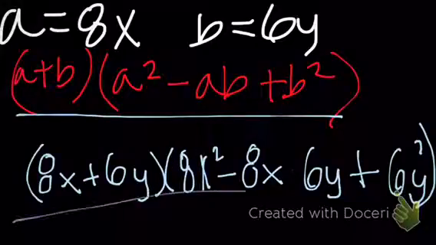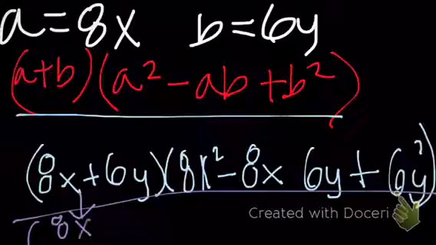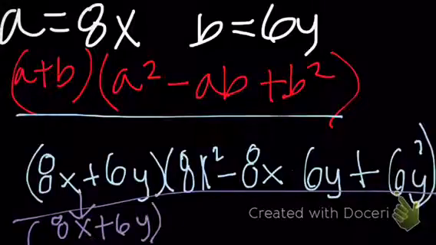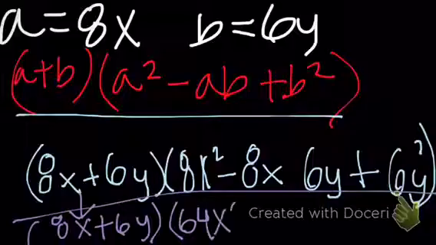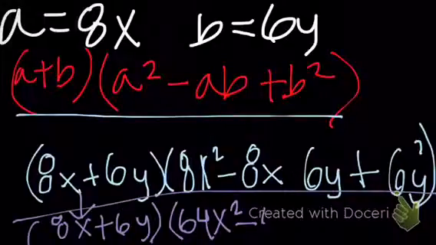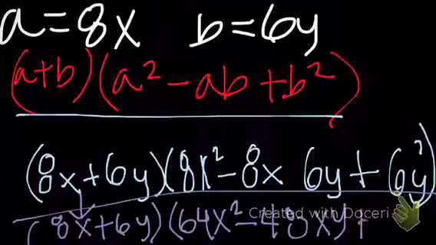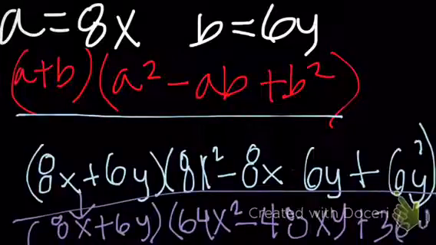Okay, so now that we've gotten this equation, we're going to go ahead and distribute. So again, just take down this set of parentheses, and that's going to give us 8x plus 6y again. And then 8x squared is going to give us 64x squared minus 48xy plus 36y squared.